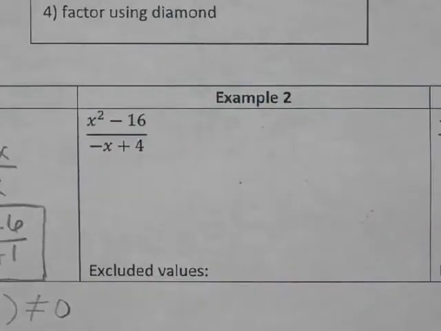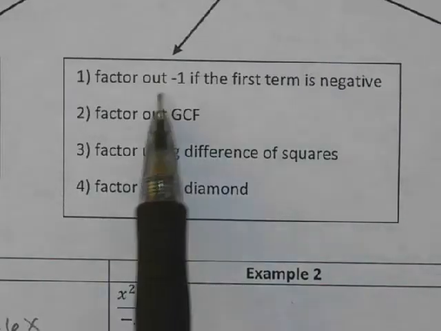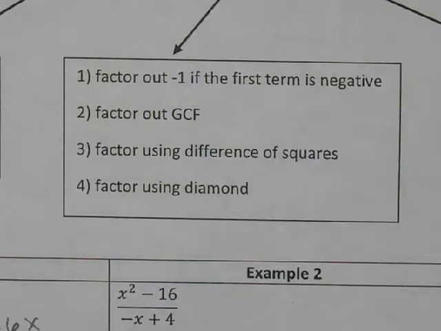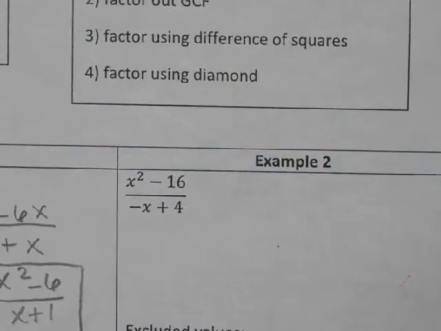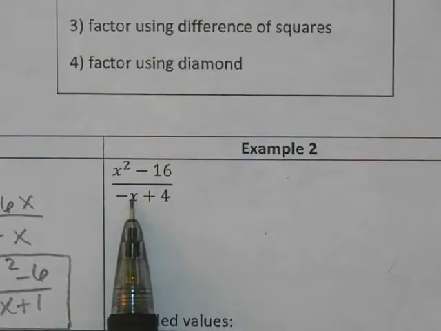So if you look at step 1, it says it has to be written as a numerator over a denominator. Is that true? Yes. It is true. Is it written in descending order? Step 2? Yes. Okay. Step 3 says to factor. Now, if you look at the definition, they say factor out a negative 1 if the first term is negative. Where do you see that happening on example number 2? The negative x on the bottom.